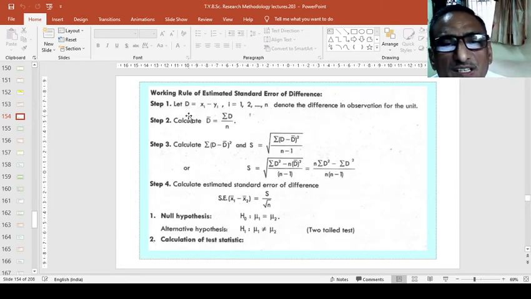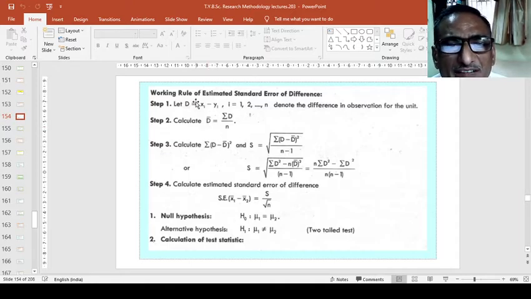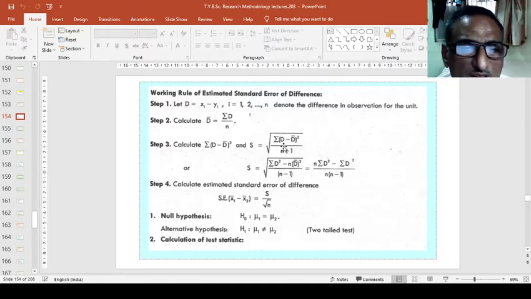The further procedure is as such. Step number 1: d is equal to x1 minus y1, i is equal to 1, 2, 3 and up to n, and calculate the d bar value, which is equal to summation of d upon n, and d values are given here. So calculate the summation of d minus d bar square, and s is equal to under root of summation of d minus d bar square upon n minus 1, and if we put in the values, the result will be there. Or another formula is that s, the standard deviation, is equal to under root of summation d square minus n times d bar square, upon n minus 1. So this may be the alternative for the first formula.